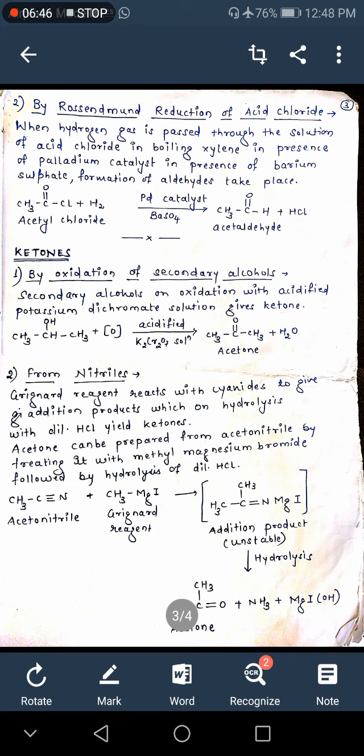In the Rosenmund reduction of acid chloride, you must remember that palladium catalyst in the presence of barium sulfate is the identity of the Rosenmund reduction. So when acetyl chloride, CH3COCl, undergoes reduction in boiling xylene in the presence of the catalyst palladium and barium sulfate, it forms acetaldehyde and HCl gets removed here. So it is the second preparation of aldehyde.